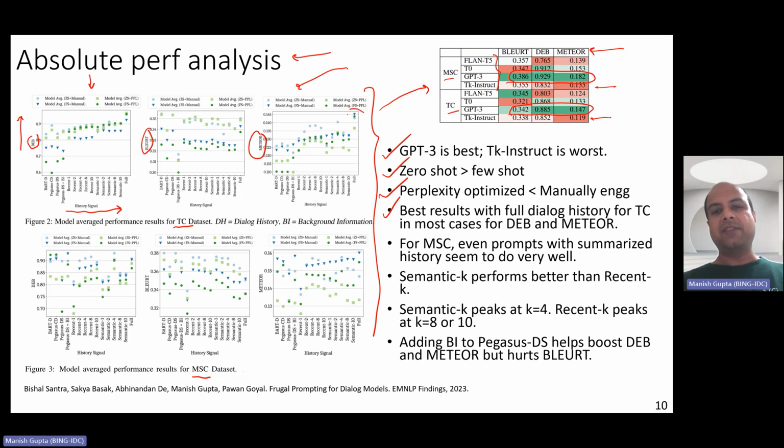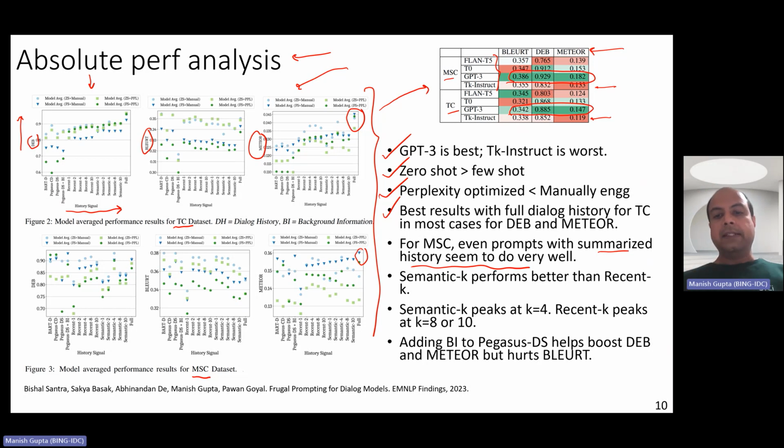I mean, it's sort of obvious that full dialog history should help. So that's that for the TC dataset. For the MSc dataset also, of course, you get best results using full dialog history. However, even summarized history seems to do really well, which is good news, because we observe that summary is typically 1/3 of the overall full history size. In that sense, it's really awesome that summaries are doing as well as the full dialog history.